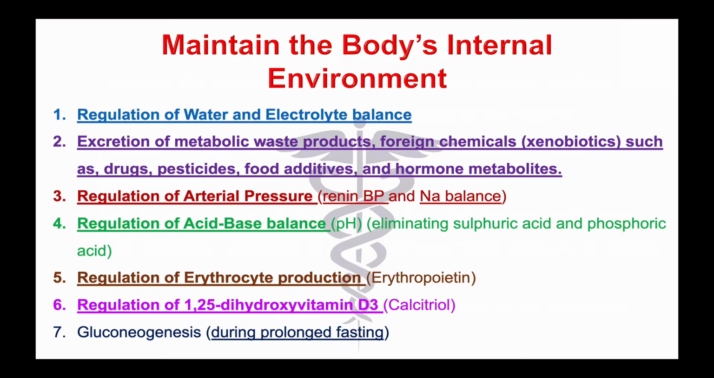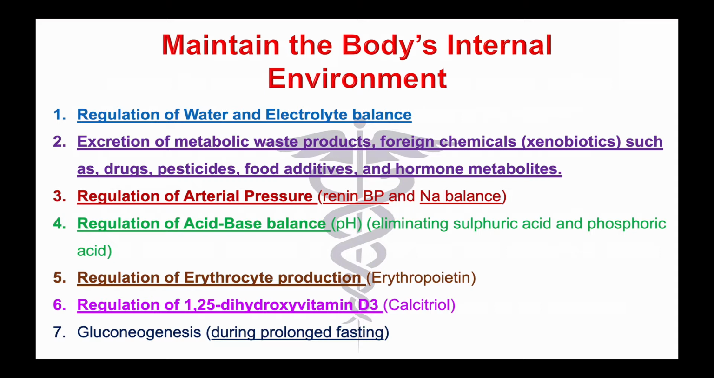Then regulation of acid-base balance. The blood pH is 7.4, and this pH has to be maintained by the kidney. Sometimes you drink more citrus juice, and that makes the blood acidic.